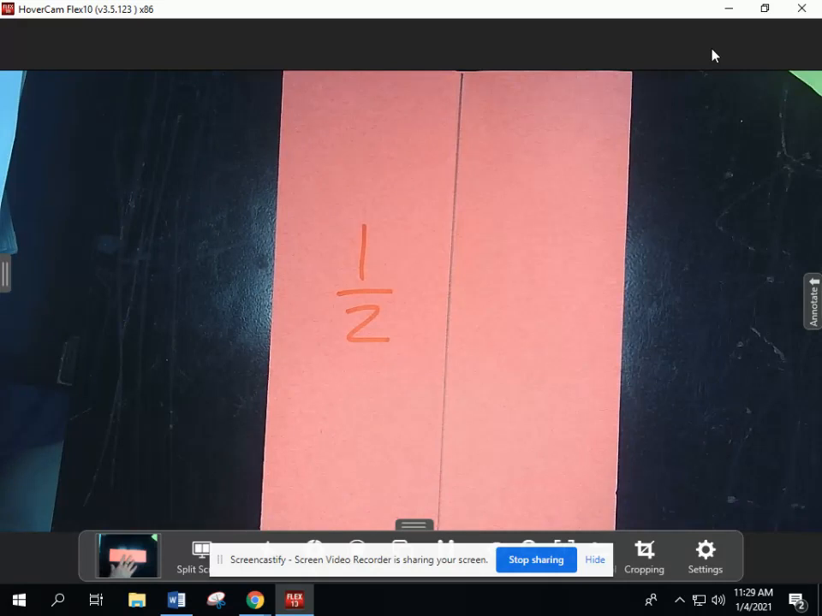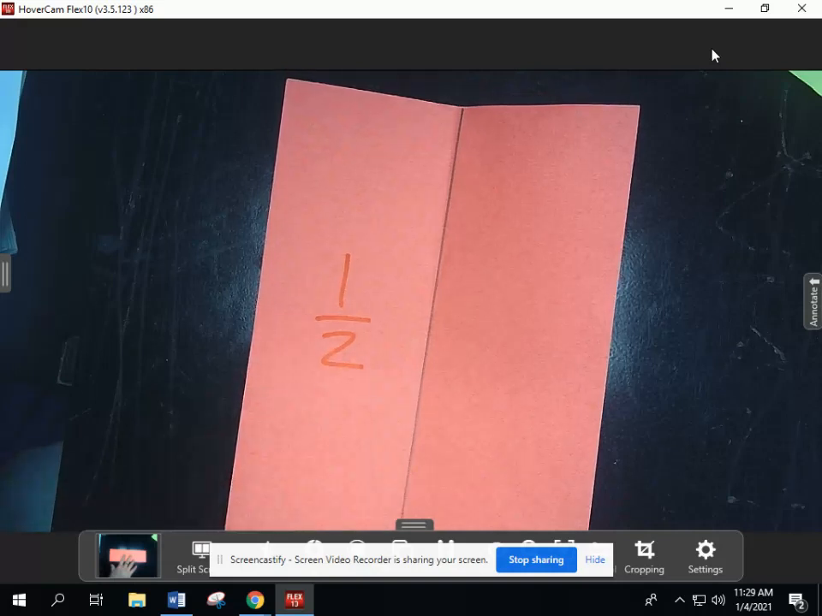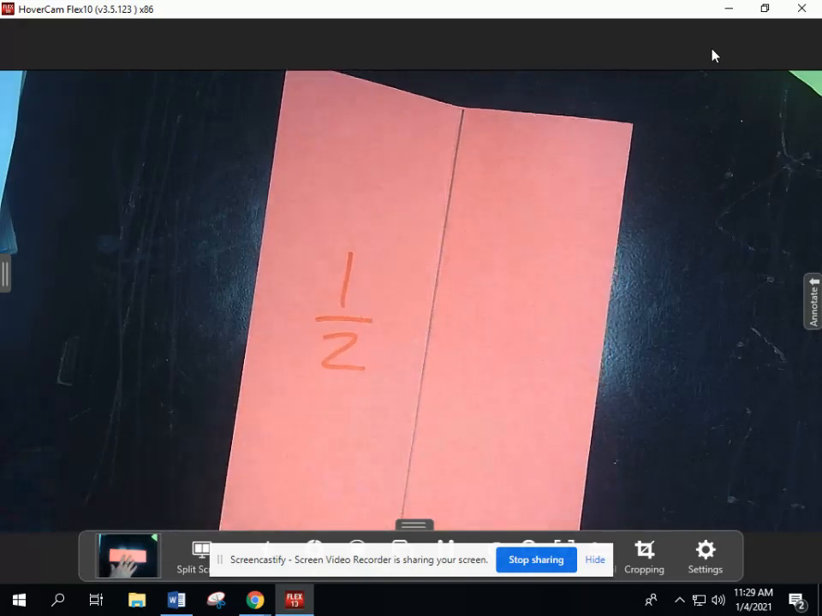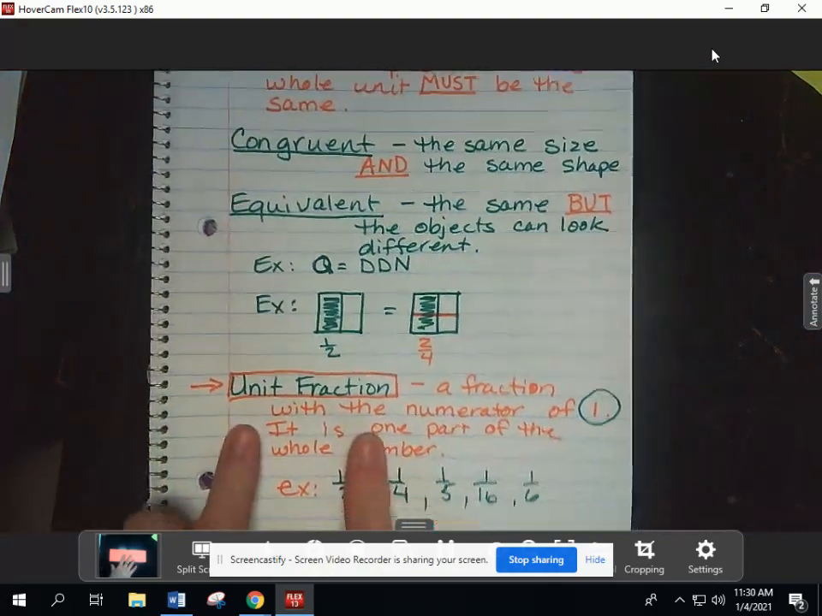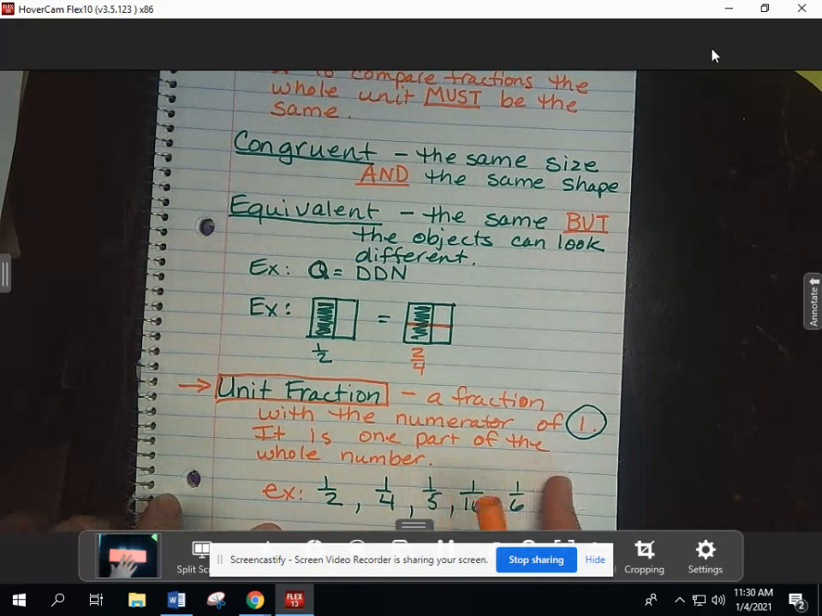Okay, Will, what is this? Somebody's telling me that. Thank you, Tucker. It is a unit fraction. Okay, so looking at this, we talked about the unit fractions. It's numerator, the top portion.